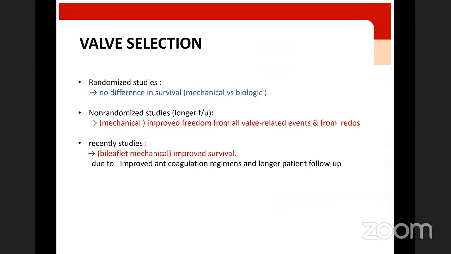Here is a quick review of the literature, showing different studies that have influenced valve selection. Randomized studies have shown no difference in survival between the biologic and mechanical groups. Conversely, non-randomized studies, where patients were followed over a longer period, showed that freedom from all valve-related events and freedom from reoperation were improved in the mechanical group. And the most recent publication has shown improved surgical survival in patients having a bileaflet mechanical prosthesis. This is attributed to the improved anticoagulation regimen, the newer generation of valves, and the longer patient follow-up.